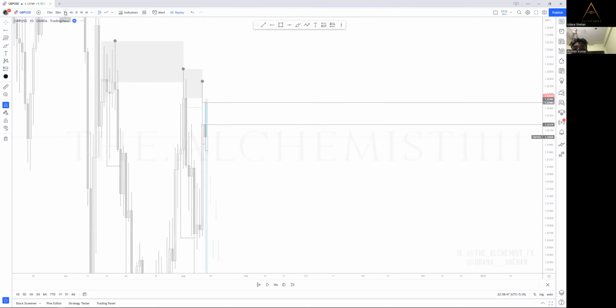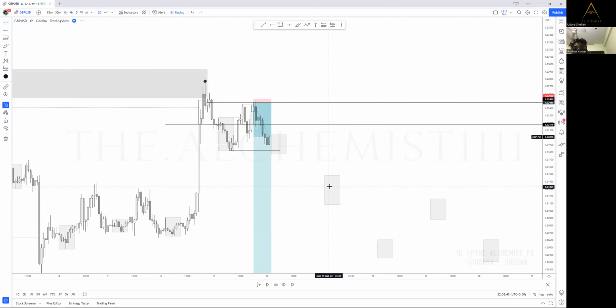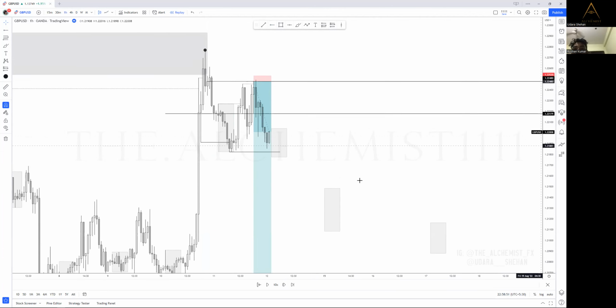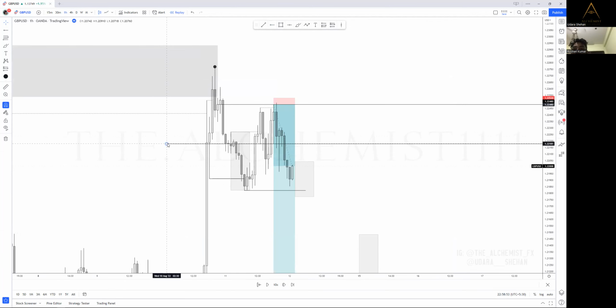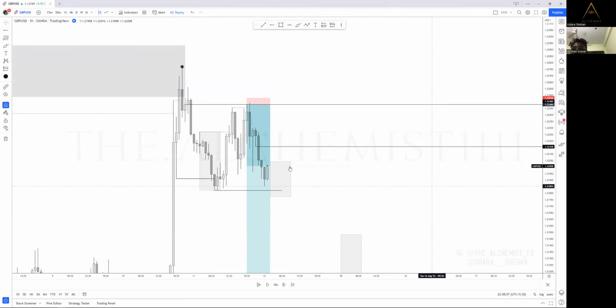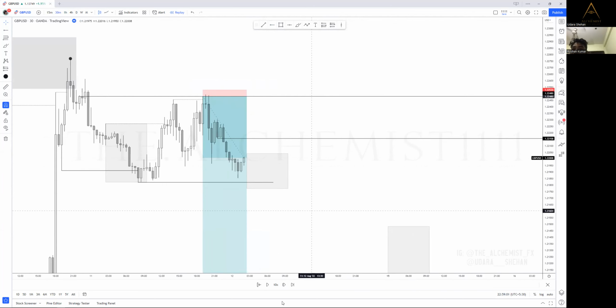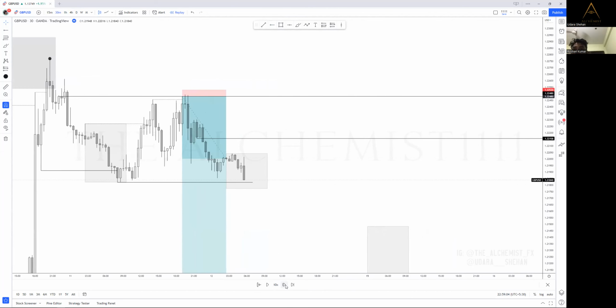And then I did a slight refinement of this daily zone into the 1 hour imbalance. Can you see that? A slight refinement of it into the 1 hour imbalance. And what makes that level the high quality level is what? Asian highest liquidity.